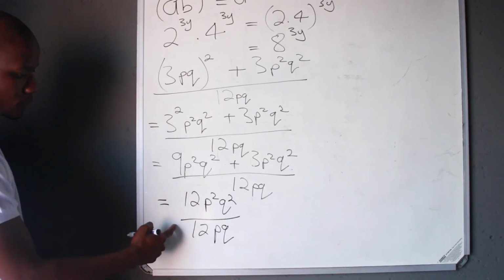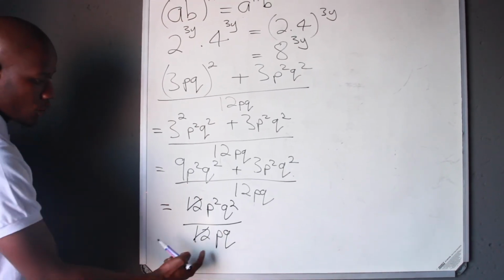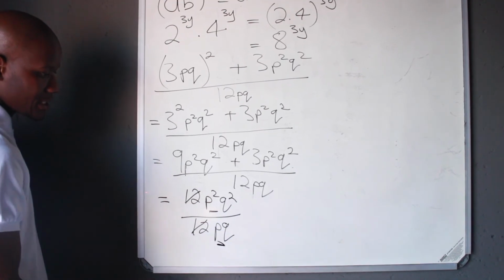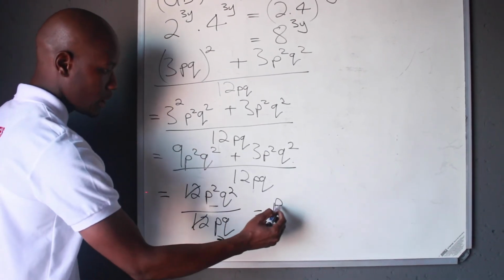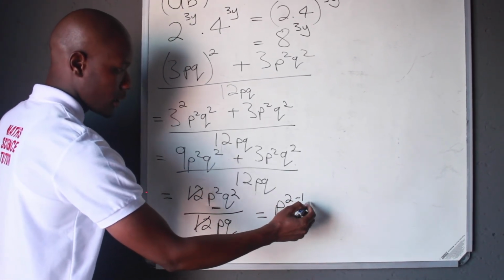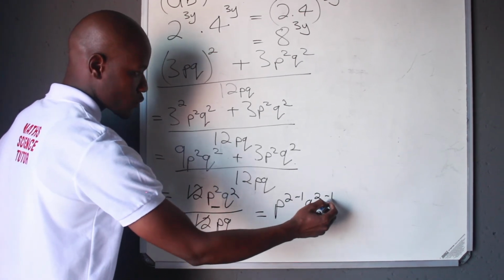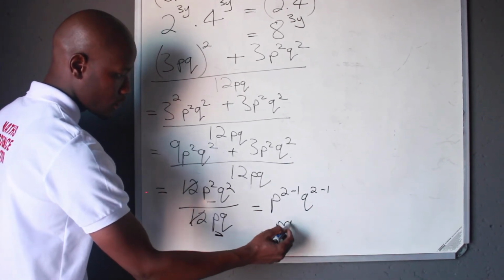12pq. So 12 will cancel 12. Therefore, when we are dividing same base, we minus the exponents. It is p to the power 2 minus 1, q to the power 2 minus 1. So the answer is pq.